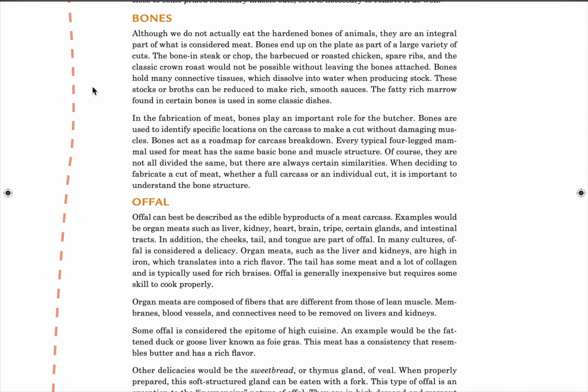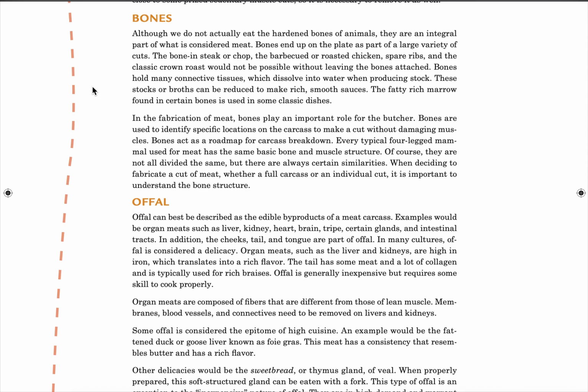Bones. Although we do not actually eat the hardened bones of animals, they are an integral part of what is considered meat. Bones end up on the plate as part of a large variety of cuts. The bone-in steak or chop, the barbecued or roasted chicken, spare ribs, and the classic crown roast will not be possible without leaving the bones attached.